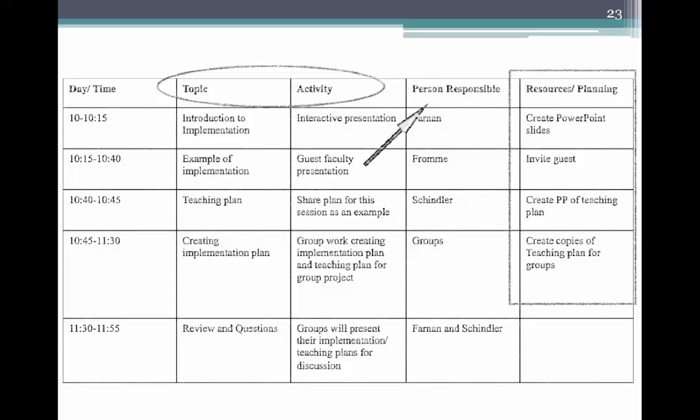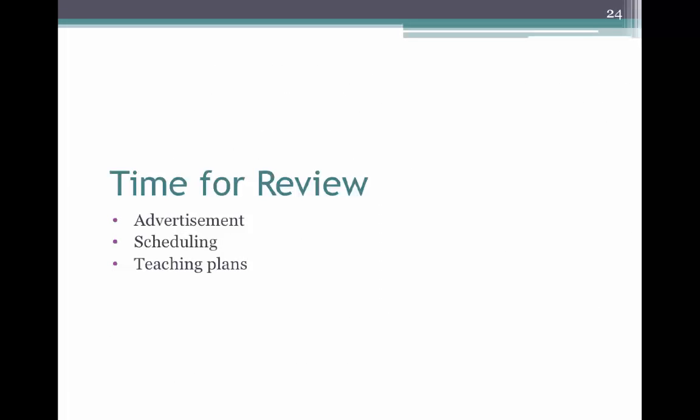This is a sample teaching plan for a 2-hour course about curriculum implementation. This plan nicely breaks down each different topic and activity, as well as who is responsible for the topic, and then designates what resources are needed for this topic. This creates a nice bird's eye view for the curriculum director and administrative staff to reference in the future.